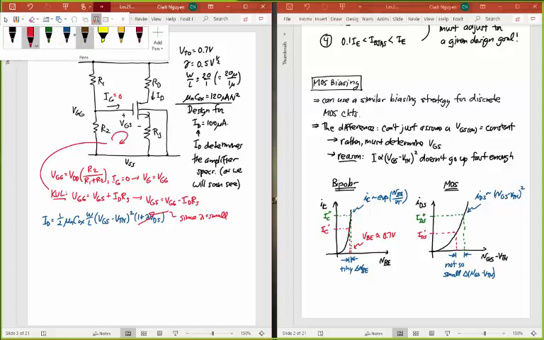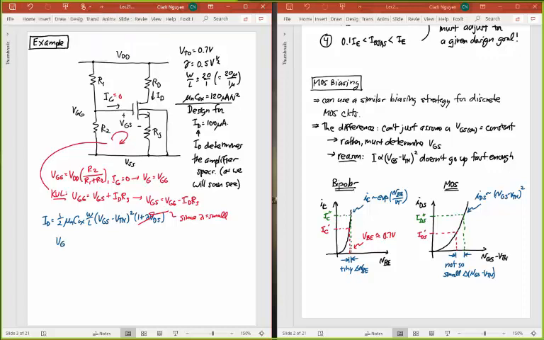With that part of the equation, what I want to do is get an expression for VGS. If I do the algebra here, I find that VGS is equal to the threshold voltage plus the square root of 2 times ID divided by mu n Cox times W over L. Okay, so that ends up being my VGS voltage.